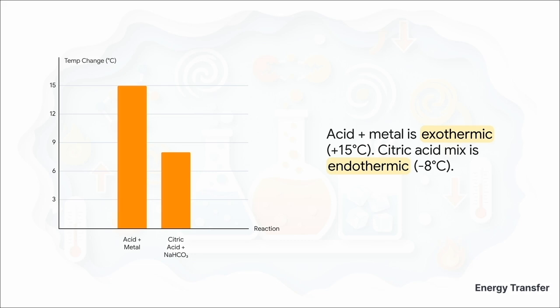The acid and metal reaction, boom, a positive temperature change of 15 degrees. That's exothermic. But look at the other one, the citric acid reaction. The temperature actually went down by 8 degrees. That negative change tells us it's endothermic.